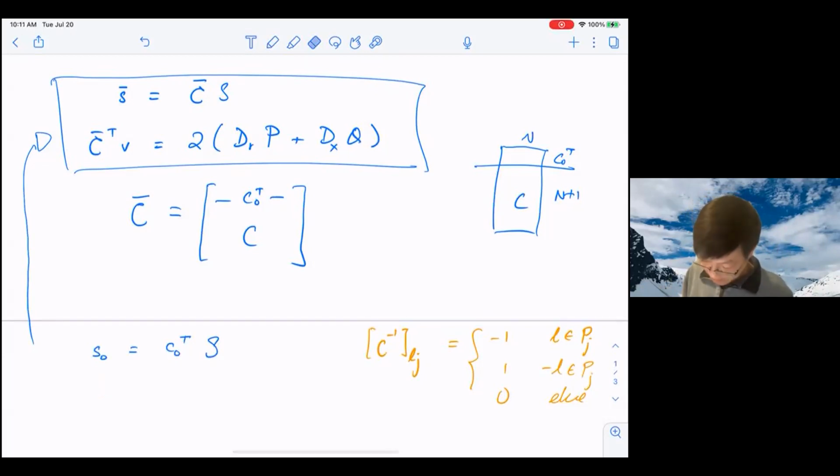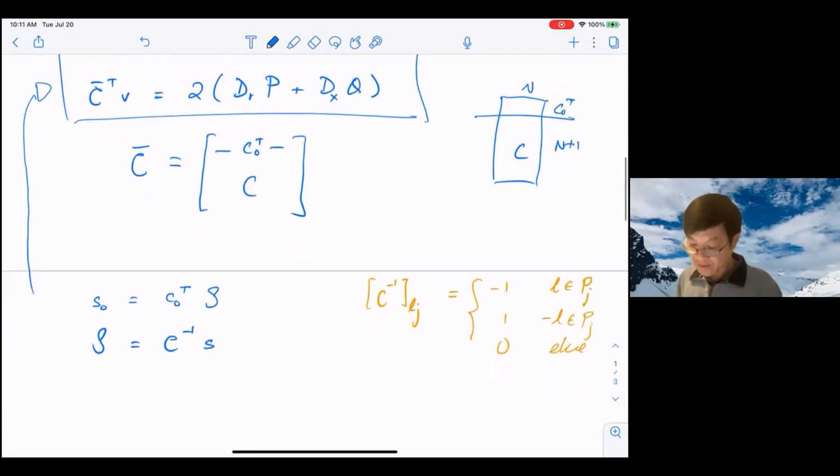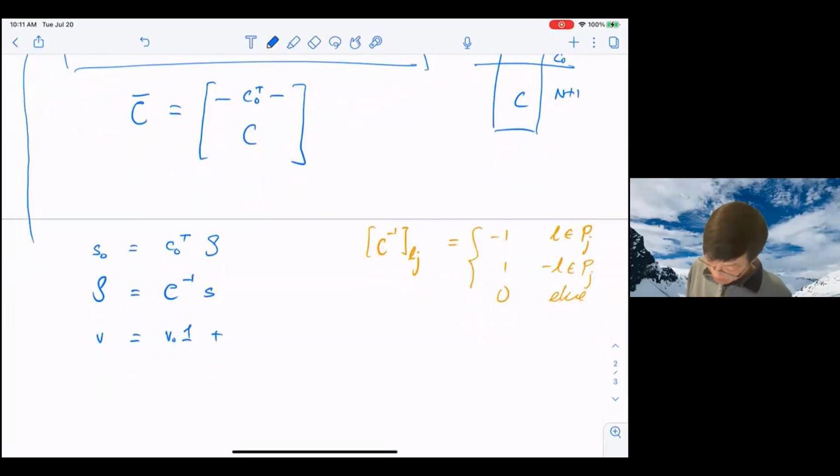Let me write the other direction. The branch power is the inverse times the injections. And then V from the second equation is simply V0 times the ones vector, where V0 is the substation voltage magnitude squared, a scalar, and 1 is the vector of all ones.